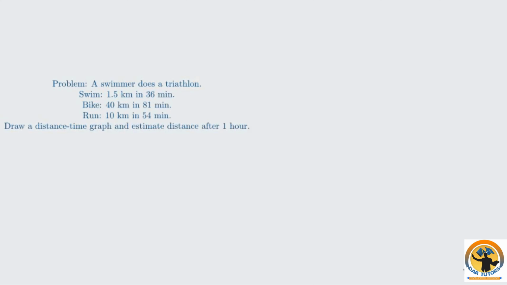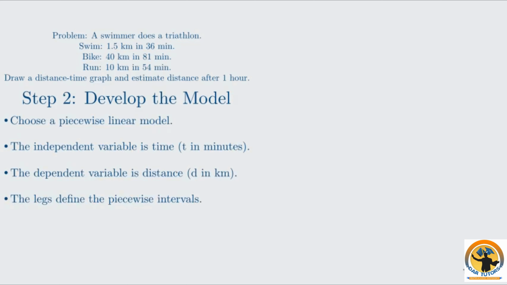Let's work through an IB-style problem to apply our knowledge of piecewise models, specifically to a distance-time graph for a triathlon. The problem states that a swimmer completes a triathlon with 3 legs: a swim, a bike ride, and a run. We are given the distance of each leg and the time taken for each. We need to sketch a distance-time graph to model the swimmer's position during the race.